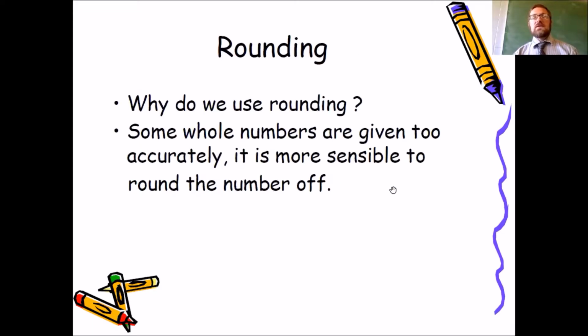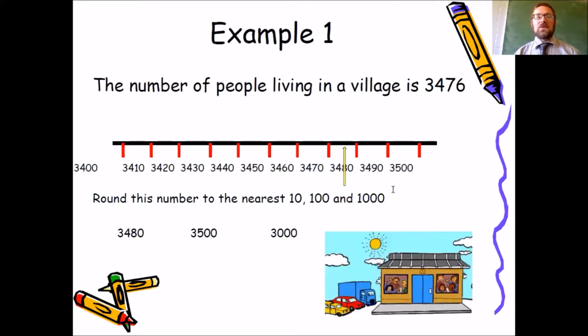Why do we use rounding? Some whole numbers are given too accurately. It's more sensible to round them off. We just don't need to know all that accuracy. The number of people living in a village is 3,476. Well, if we wanted to round this to the nearest 10, we look at the tens digit.